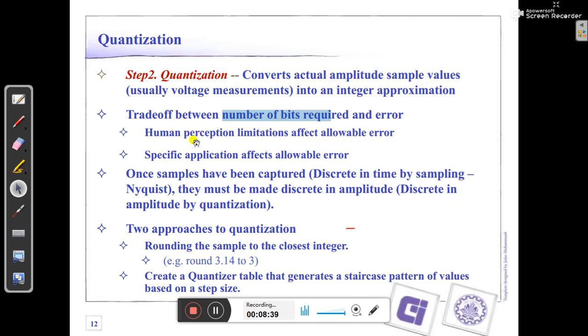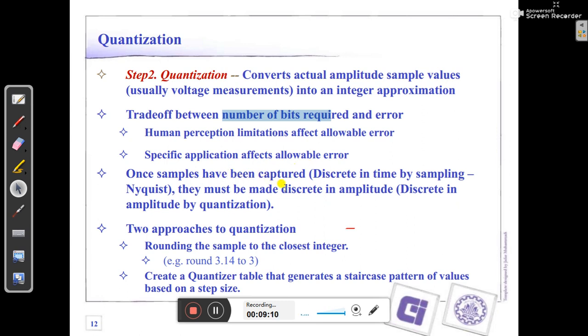When we hear the sound generated from the computer, or the sound which is already stored in a computer, we might not exactly differentiate that error. That is why human perception limitations affect allowable error. Specification of applications also affects allowable error, so application or software specifications also affect some allowable error.